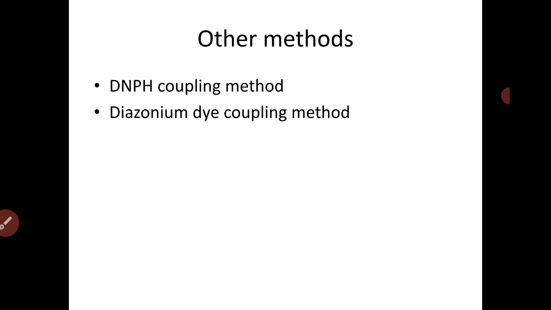The AST level is elevated in several clinical conditions. AST is elevated when the tissues containing AST get damaged. That is heart, liver, skeletal muscles, pancreas and RBCs. Decreased AST levels are seen in pyridoxine deficiency. So we have other methods for estimating AST, that is DNPH coupling method and diazonium dye coupling method.